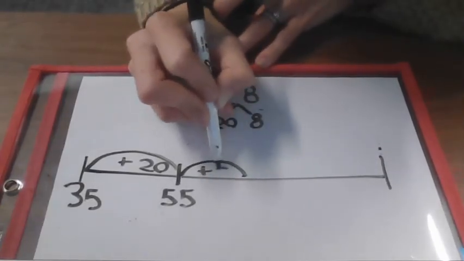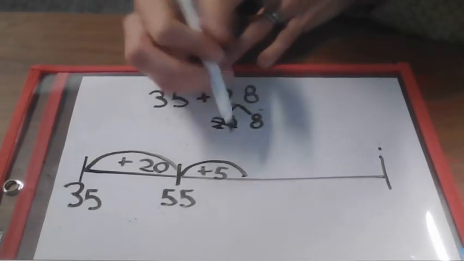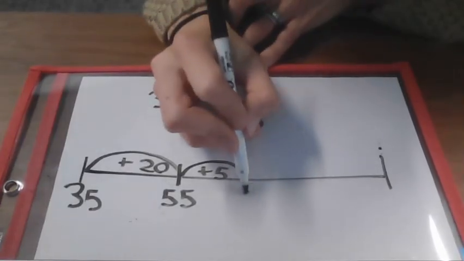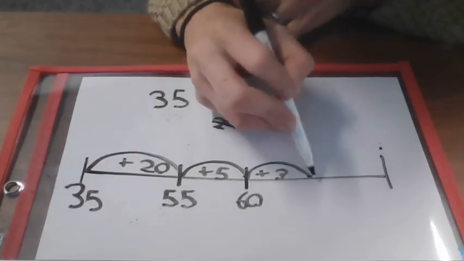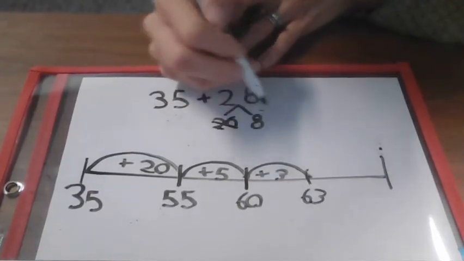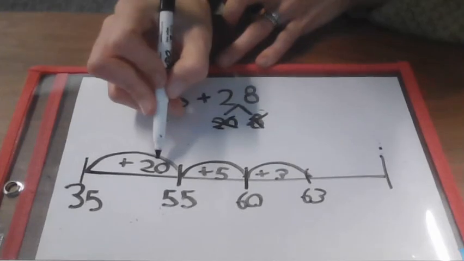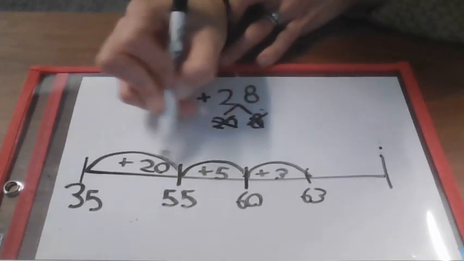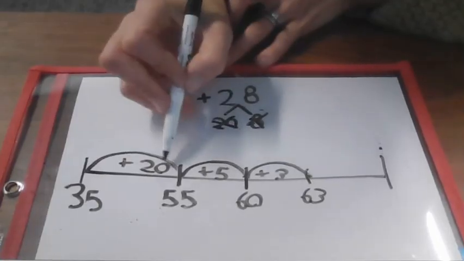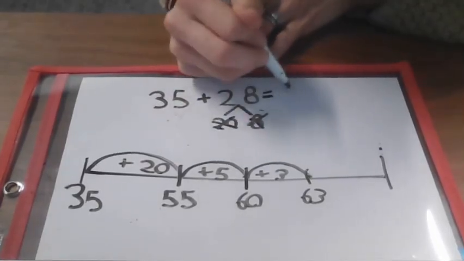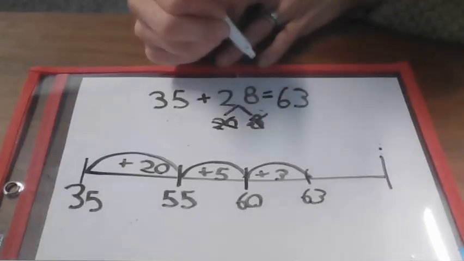I'm going to add 5. Again, I can cross off that 20. I'm going to add 5, which is 60. And I'm going to add 3 more, which is 63. And I can say, yep, I've added 8 because I added 20. I added 5. 20 plus 5 is 25. And 3 more is 28. So I added 28. So my total, or my sum, is 63.